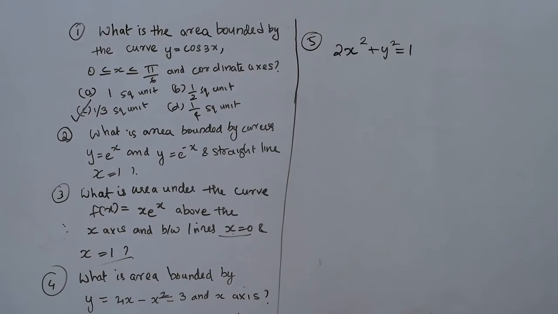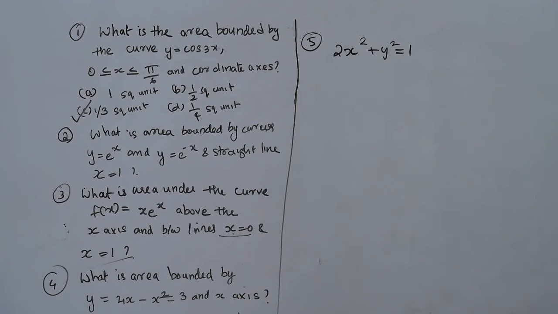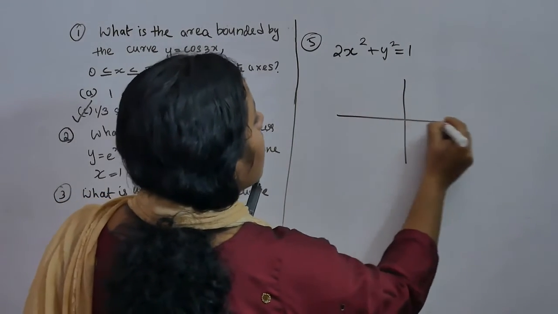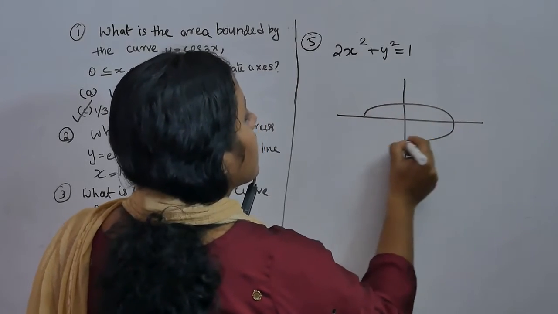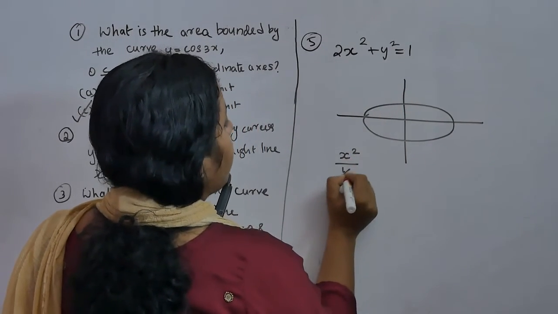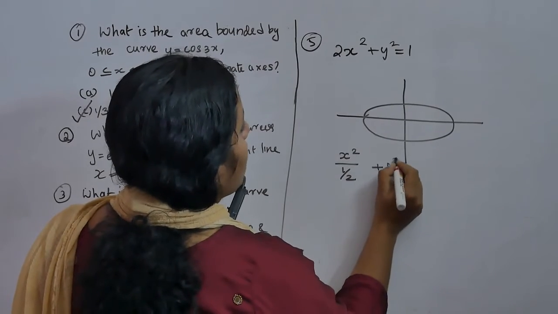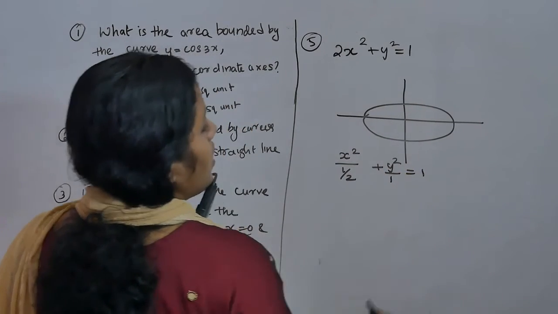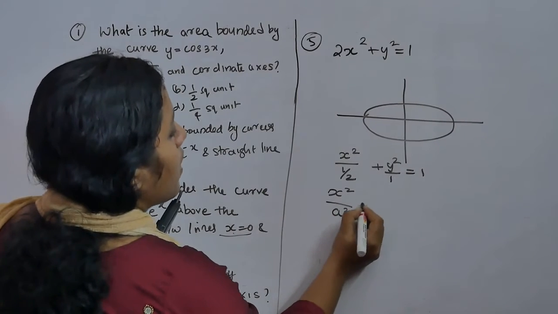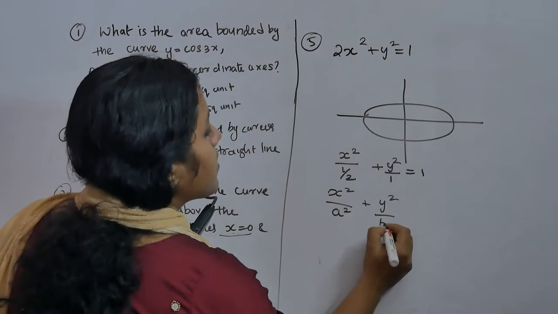What is the area enclosed by 2x square plus y square is equal to 1? Okay, let's see how to solve this. What is this curve about? This is an ellipse. So ellipse how? x square by 1 by 2 plus y square by 1 is equal to 1. So what is the general form of ellipse? x square by a square plus y square by b square is equal to 1.